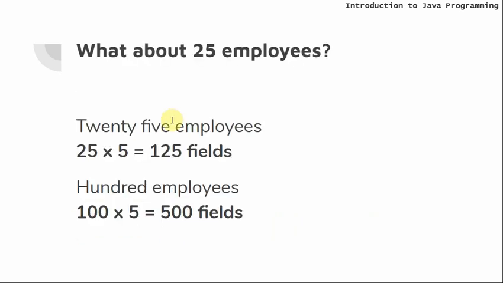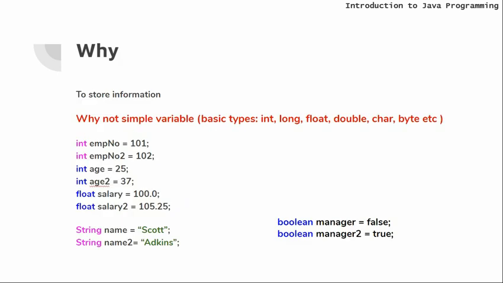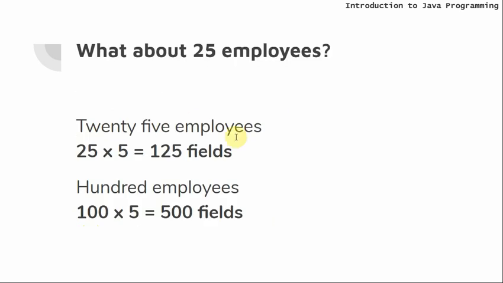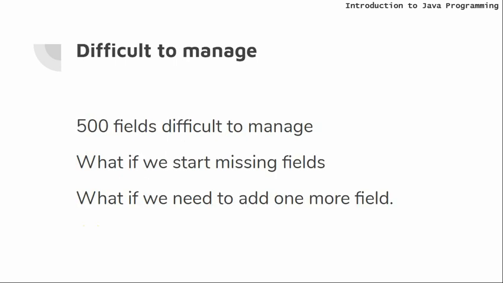What if there are 25 employees, and we want to have five attributes, five fields, or five states? They are all the same thing. That means we have to create 125 fields like this. So this is 1, this is 2, this is 3, 4, and 5. For 25 employees we have to create 125 fields, and for 100 employees we have to create 500 fields.